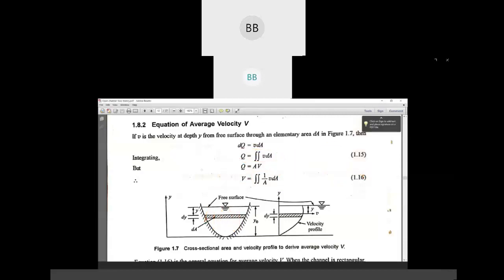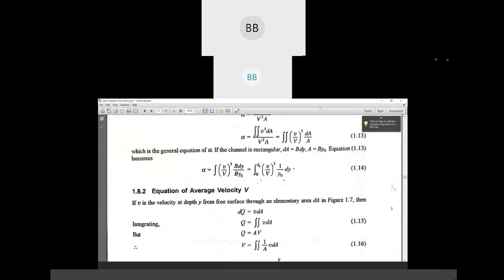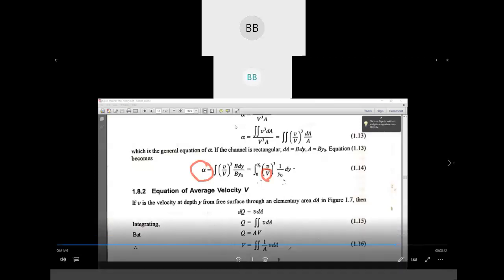Then we go back to alpha and substitute the value of v here, and then we find out the alpha value. When we solve problems, these things will be clear: how we find out the velocity, and then how we substitute it here to find out the alpha value.